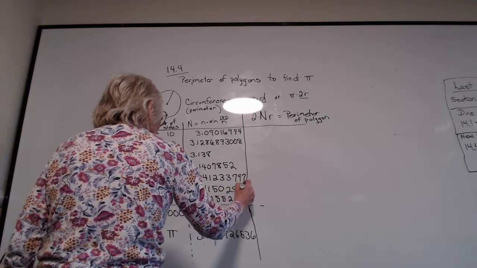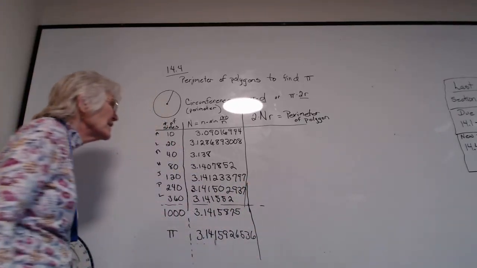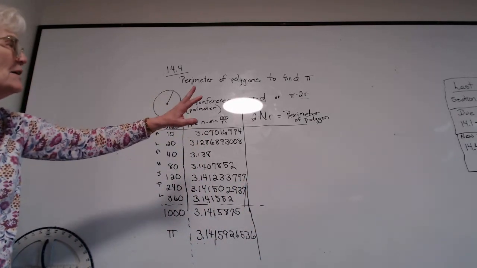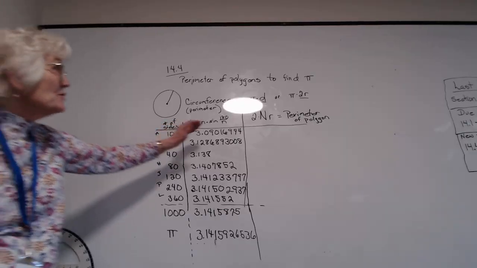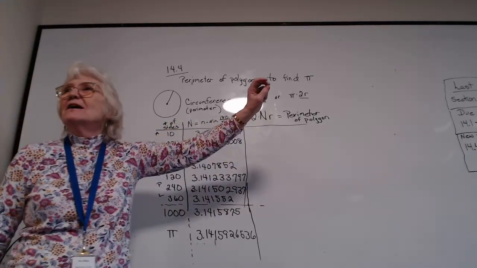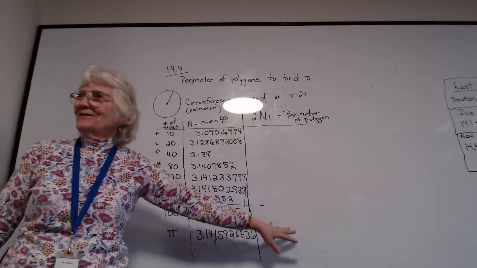3.141502937, and then, oh no, we're not doing the other ones yet. Yeah, don't worry about that yet. It will actually turn out to be 2 times pi times r, which is really the perimeter, okay?